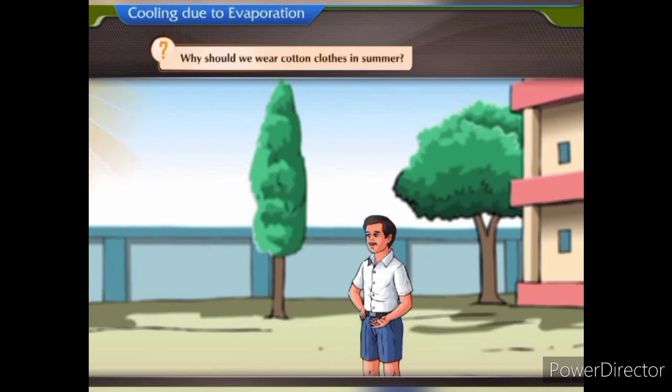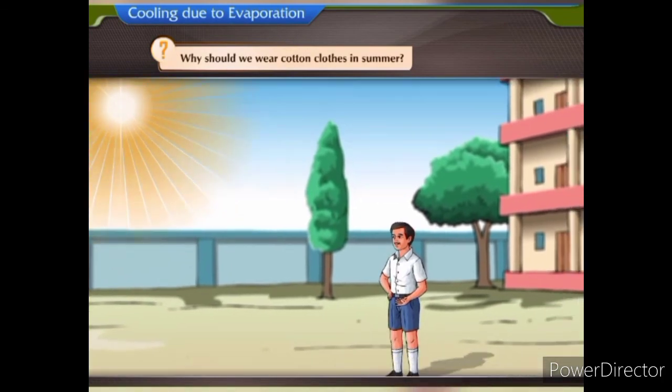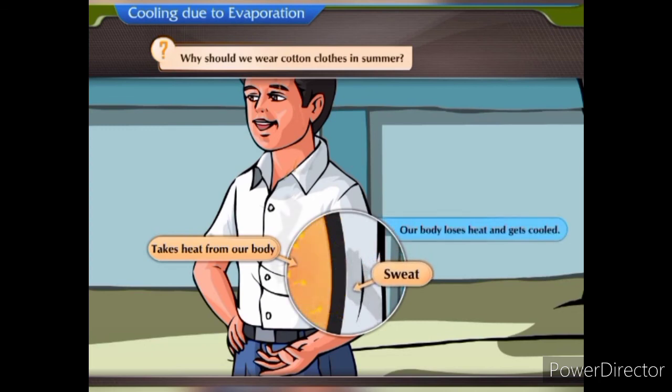Why should we wear cotton clothes in summer? In summer, we perspire more. Cotton, being a good absorber of water, helps in absorbing the sweat and exposes it to the atmosphere for evaporation. When sweat evaporates from our body, it takes heat from our body. Thus, our body loses heat and gets cooled.